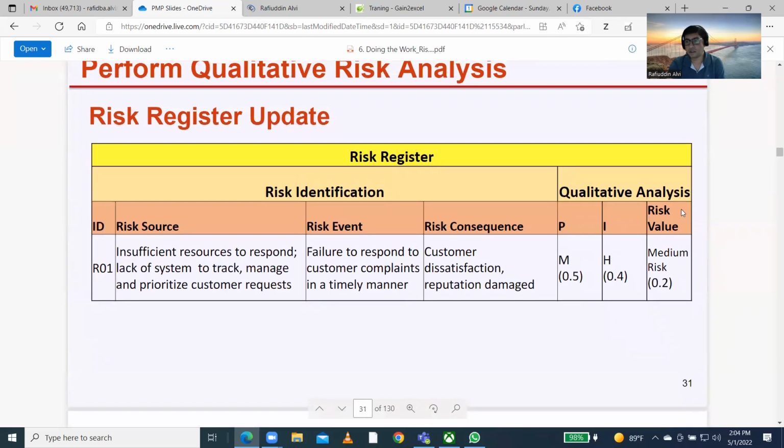Sometimes in the exam they ask this question: what is the risk value? They will give you the probability and impact. Simply, you need to multiply these. That's it.